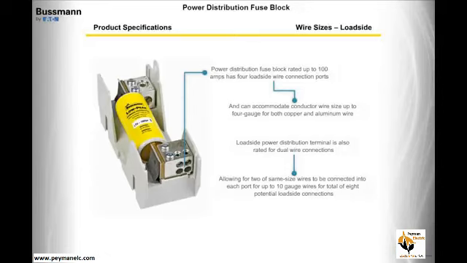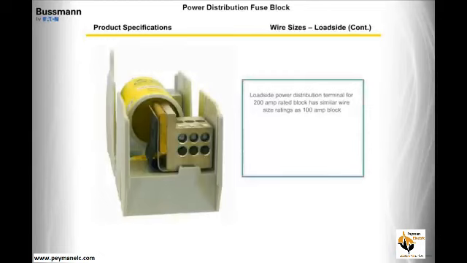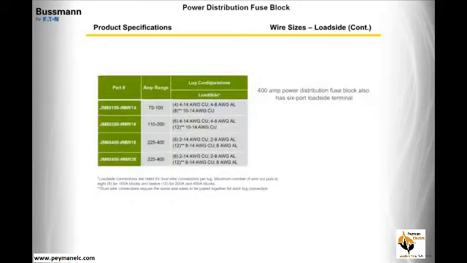The load side power distribution terminal for the 200 amp rated block has similar wire size ratings as the 100 amp block, but has 6 total wire connection ports. This configuration will accommodate up to 12 load side connections. The 400 amp power distribution fuse block also has a 6-port load side terminal. The terminal for this block can accommodate wire sizes up to 2 gauge and is dual wire rated for wire sizes up to 8 gauge.